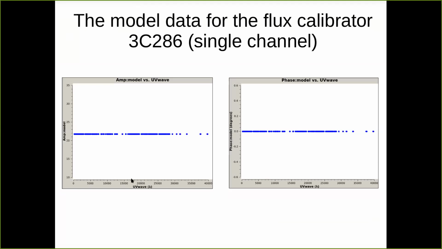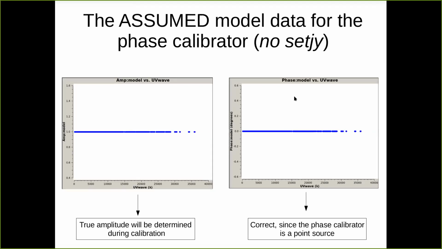here I have plotted UV wave. UV wave is nothing but the square root of U square plus V square. And you get this constant visibility amplitude for the model data and phase 0. This is because it's a point source. This is an important part.